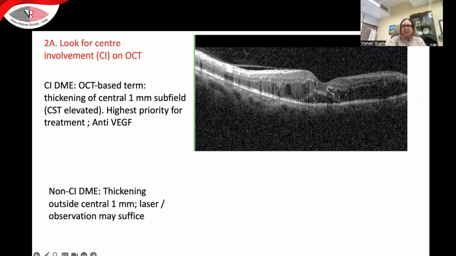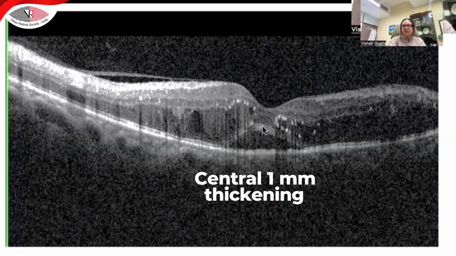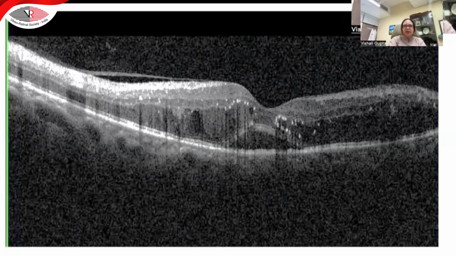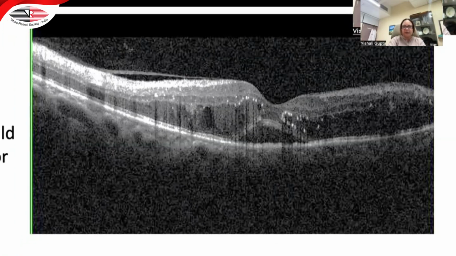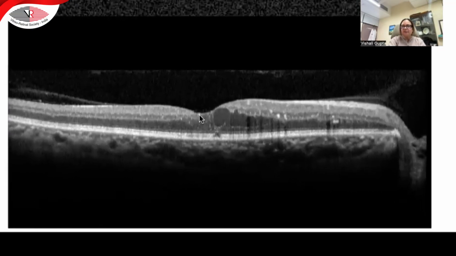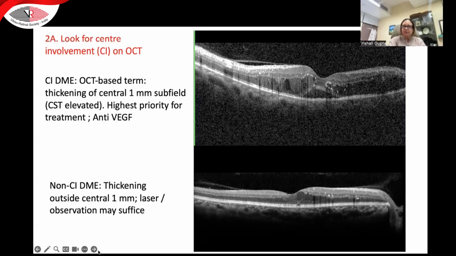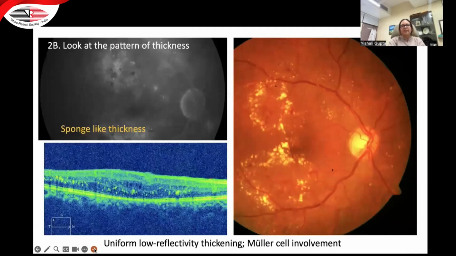Is the macular edema involving the center, which we call CIDME, center involving diabetic macular edema, which means there is thickening of the central 1 mm subfield. And if you see this, this means anti-VEGF are required. The second is non-center involving, which means the central 1 mm is not involved, but there is macular edema. Again, you may consider focal laser or just observation for this one.